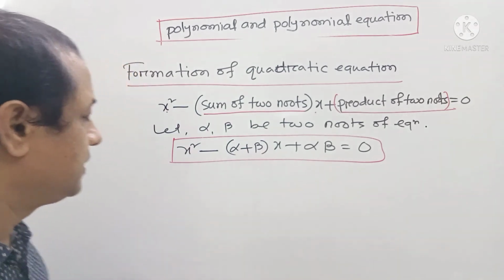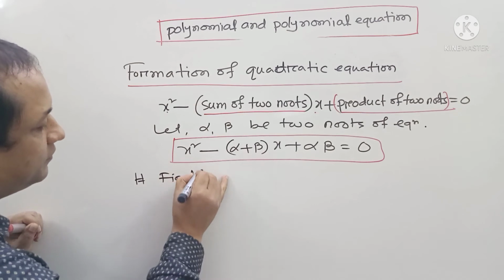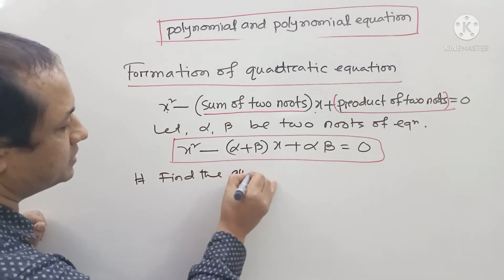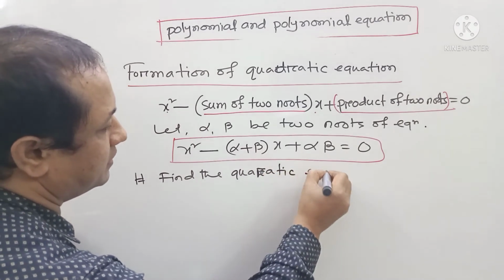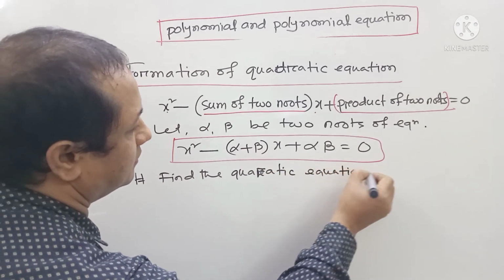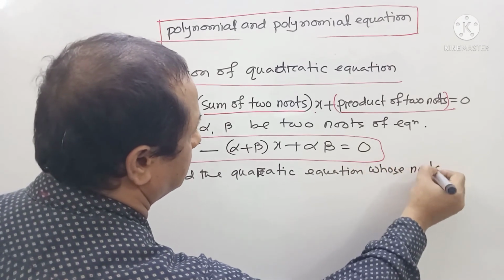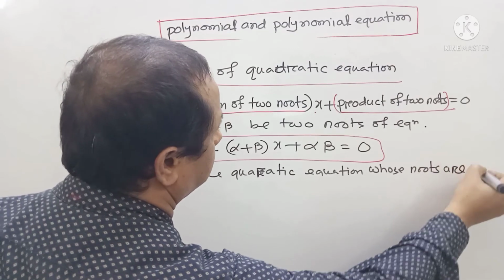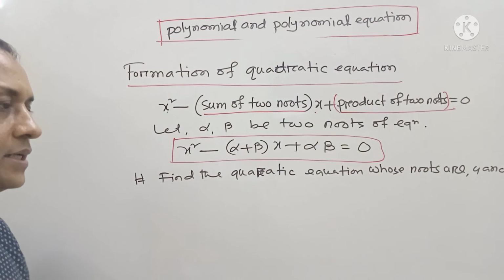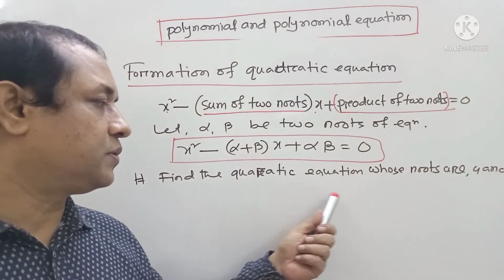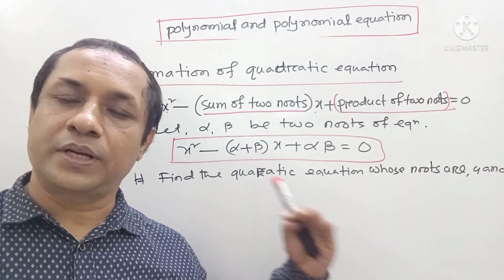For example, find the quadratic equation whose roots are 4 and 5. So student, attention please. Here the two roots are 4 and 5.